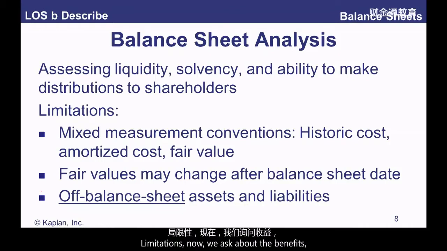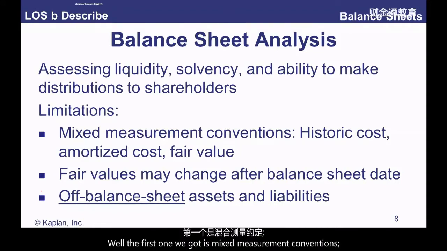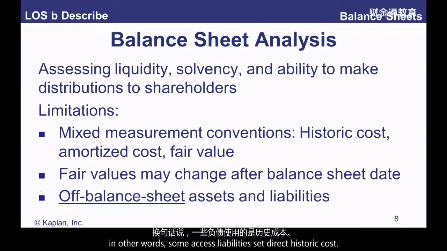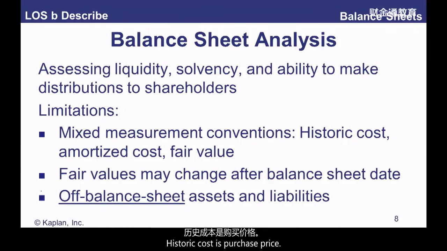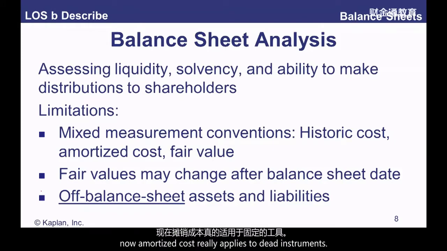Limitations. Now, we're asked about the benefits. So the benefits, we can assess liquidity, solvency. But what are our limitations? Limitations, well, the first one we've got is mixed measurement conventions. In other words, some assets and liabilities sit there at historic cost. Broadly speaking, historic cost is purchase price or amortized cost. Now, amortized cost really applies to debt instruments.